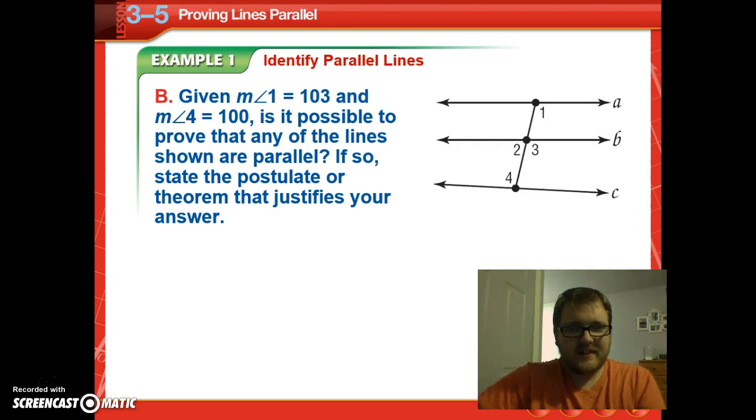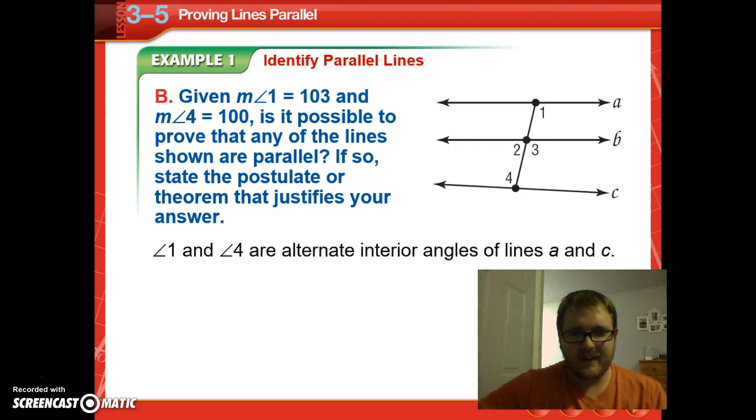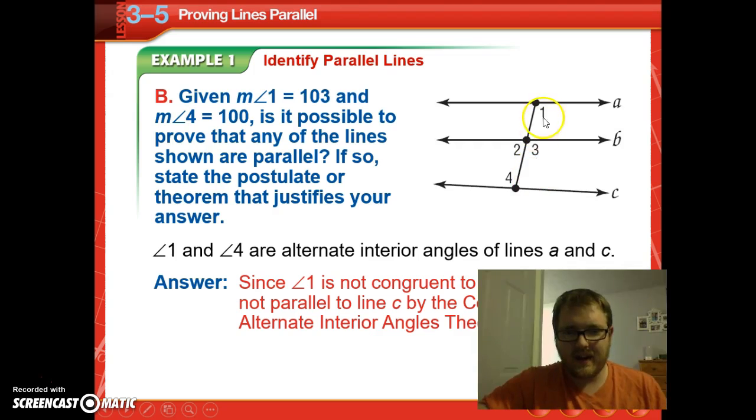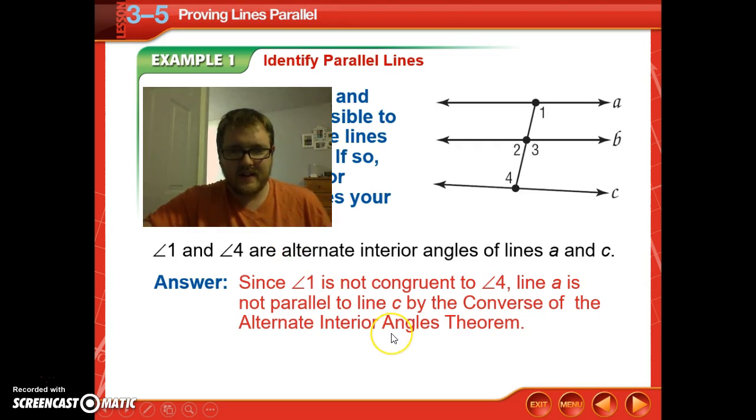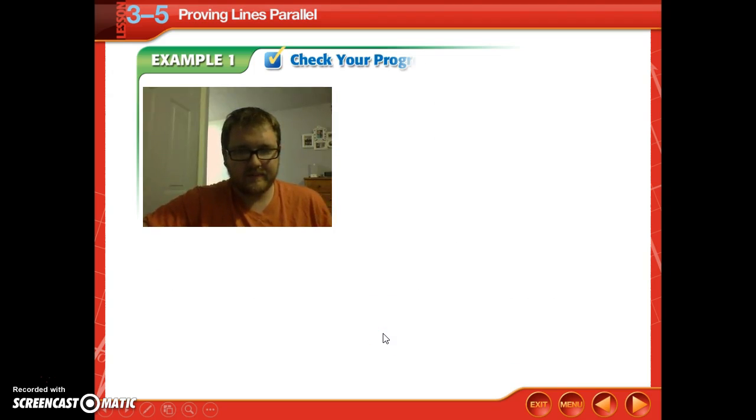So let's look at this question. Given angle 1, the measurement is 103, and angle 4 down here is 100. Is it possible to prove that any of the lines shown are parallel? If so, state the postulate. In this case, we do not have either equal or supplementary angles. They're 100 and 103. So that immediately tells me that A and C cannot be parallel. Those again are alternate interior angles, so by the converse of that theorem, since they're not congruent, they cannot be parallel.